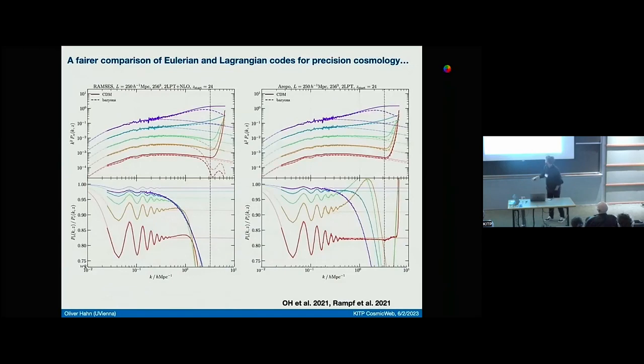And I'm just skipping over this so we can now compare, for example, in much more detail, much better output of things like Ramses, grid-based codes and particle-based codes, on summary statistics.